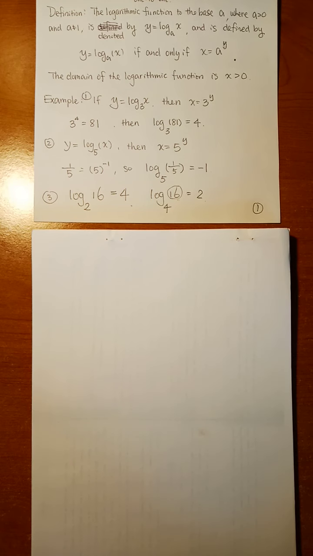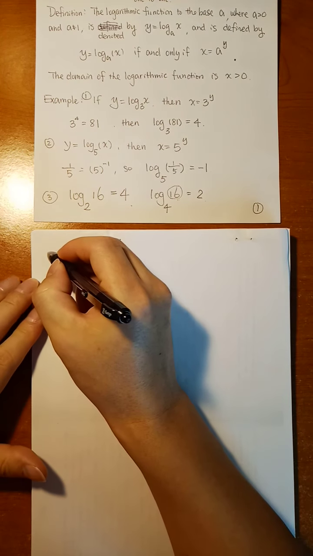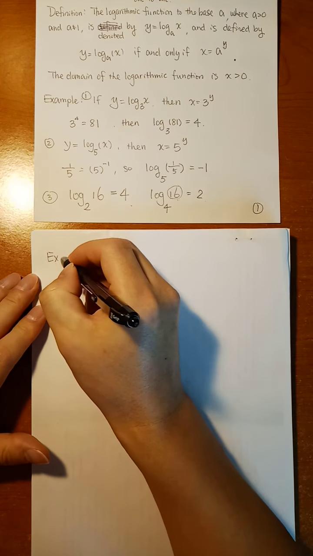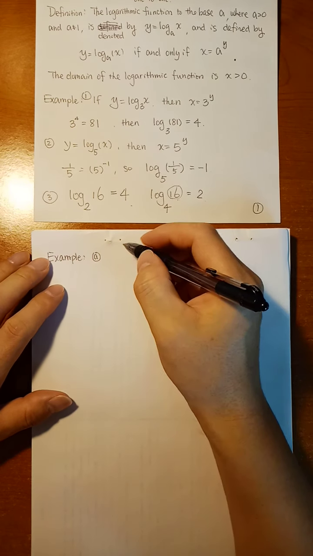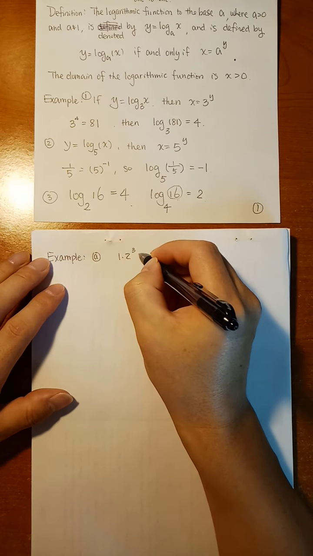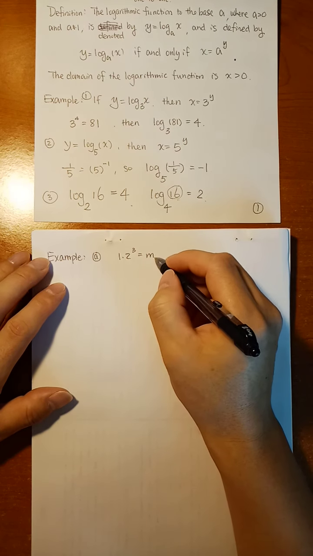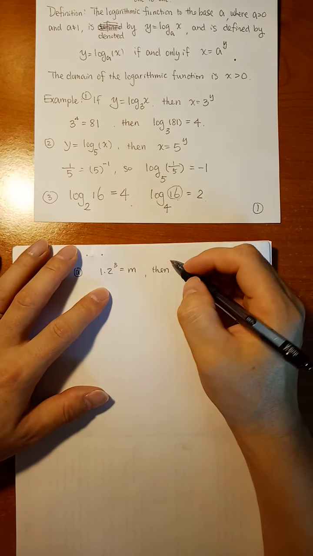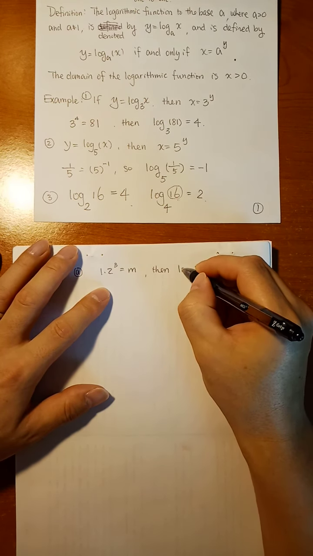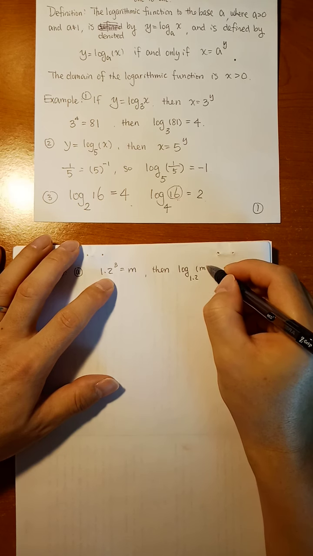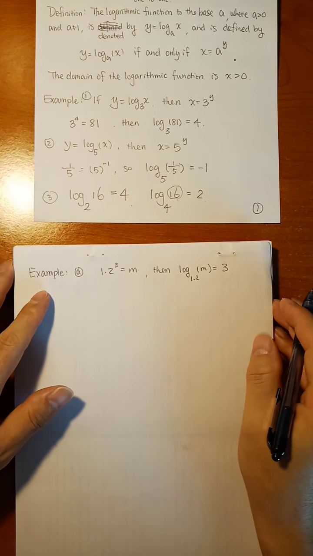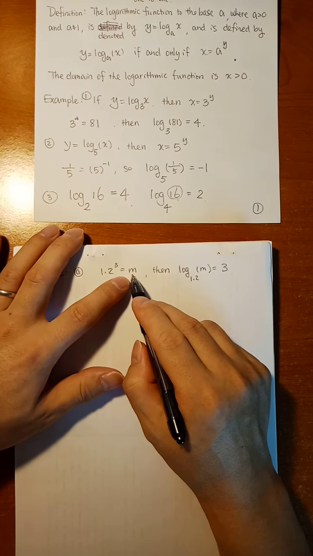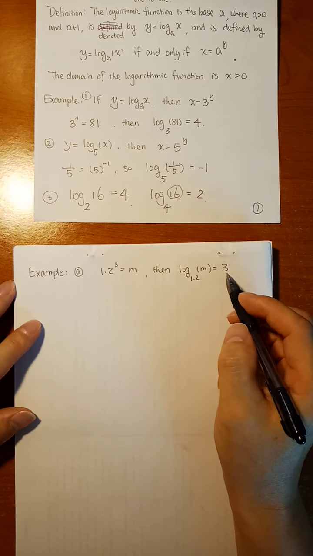Okay, so let's see more examples. It's an interesting way of writing, so we have to be familiar with it. For example, if we get 1.2 cubed is equal to m, then how do we write the logarithmic function? Then the logarithm to the base 1.2 of m is equal to 3. Base is always the base, and m corresponds to the exponent 3.